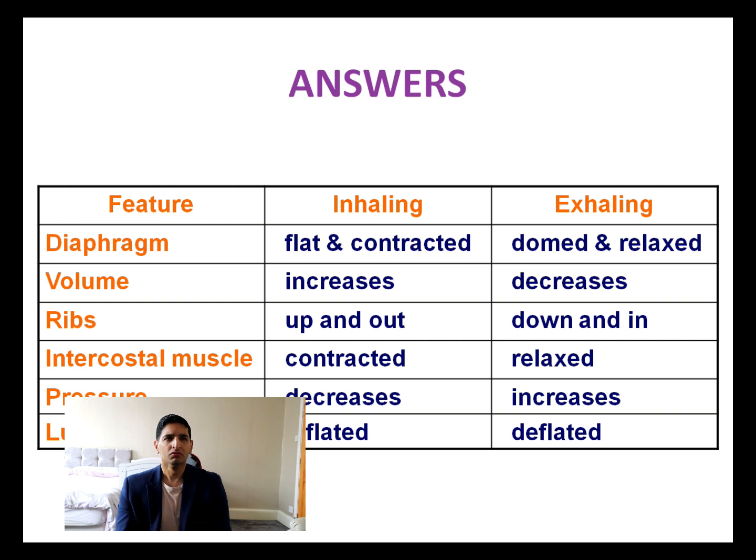Now, when you breathe in, your diaphragm flattens and contracts. Your volume increases, as you can see. Your ribs move up and out. Your intercostal muscles contract. Your pressure decreases and your lungs inflate or go bigger. It's kind of the opposite when you breathe out on the other hand. Diaphragm domed and relaxed. Your volume decreases. Ribs down and in, relaxed. Intercostal muscles relaxed, pressure increases and lungs deflate or go smaller. It's really important that you know this, so make sure you write it down, unless you've already written it down, because I sent you on a research task.